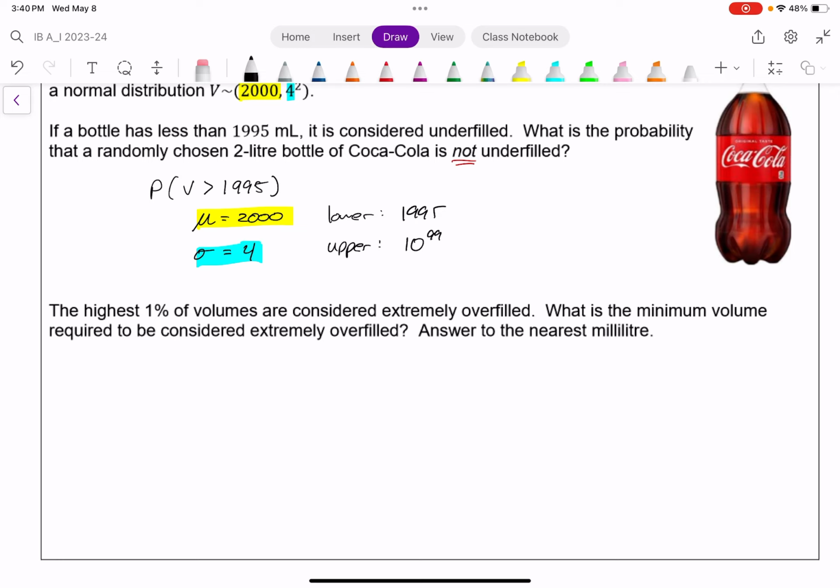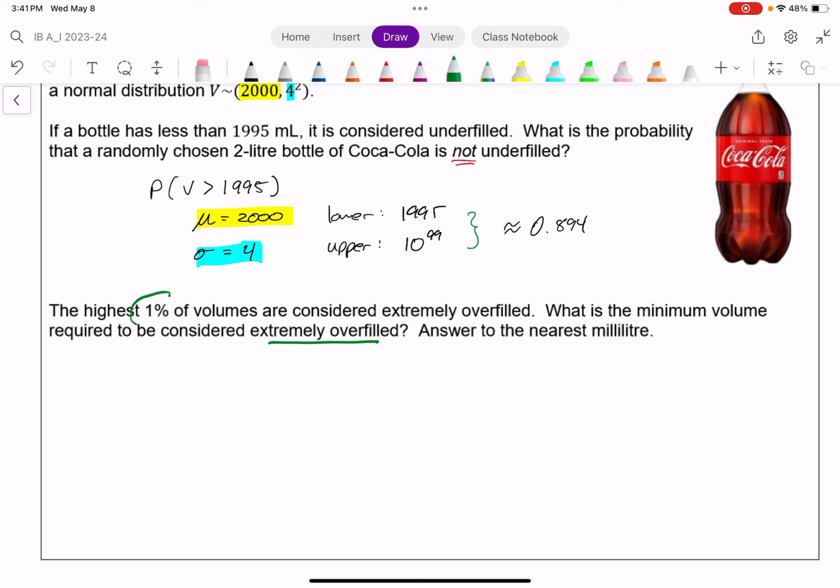But just put a large number in and you should get out your answer, which should come to approximately 0.894, just shy of 90% are not underfilled, which you could say means 90% are properly filled. Except we also have the other side, which is sometimes they could be extremely overfilled.